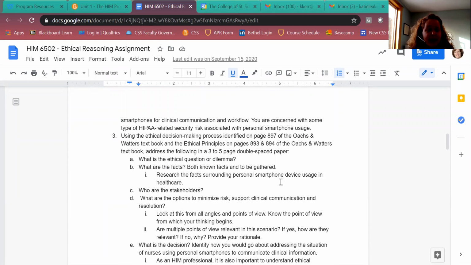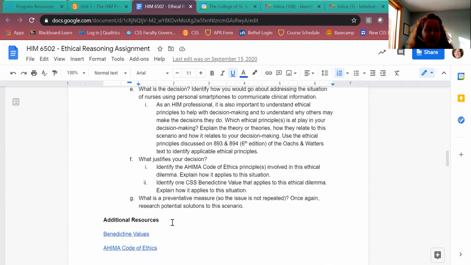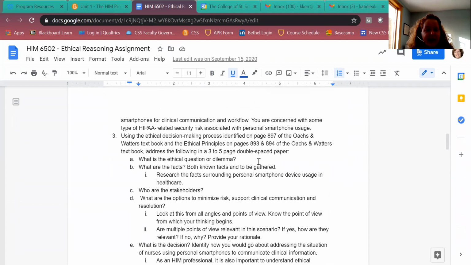So then to dive into the assignment, using the ethical decision-making process identified on page 897 of the Oaks and Waters textbook and the ethical principles on pages 893 and 894, I would like you to address A through G here in a 3 to 5 page double-spaced paper.